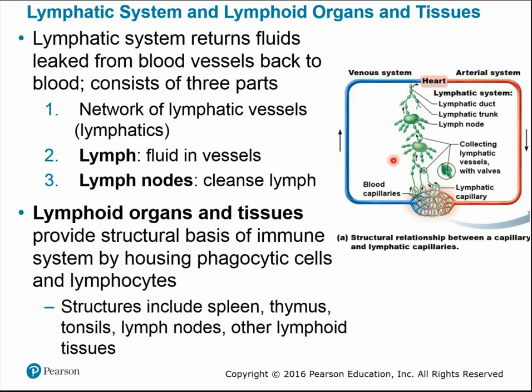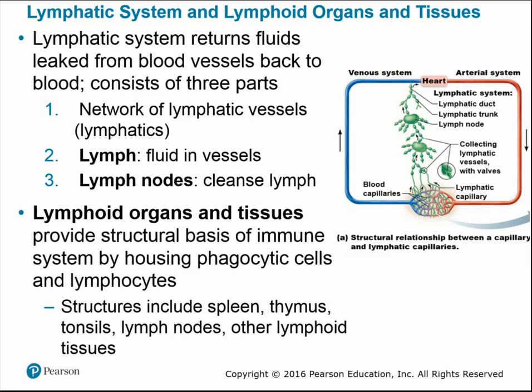Lymph is the term to refer to the fluid that's in the vessel. So think of like plasma fluid from the blood circulation that leaks into the tissue spaces, becomes interstitial fluid. So that fluid, once it's taken up into the lymphatic vessels, is just referred to as lymph. And then the lymph nodes are the primary organs of the lymphatic system that are going to kind of filter and clean that fluid before we return it back into circulation.